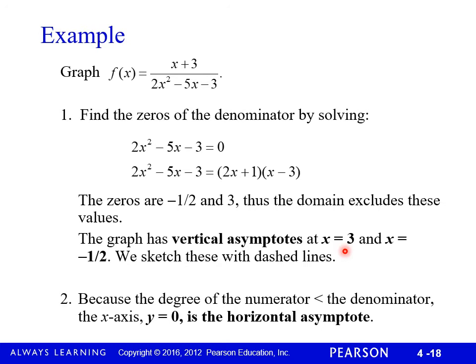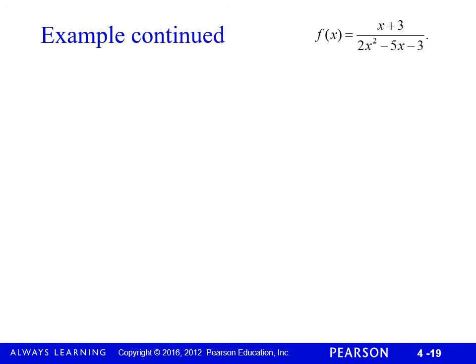We just can see that immediately, since the degree of the numerator, which is 1, is less than the degree of the denominator, which is 2, then the horizontal asymptote will always be the x-axis, or where y equals 0.